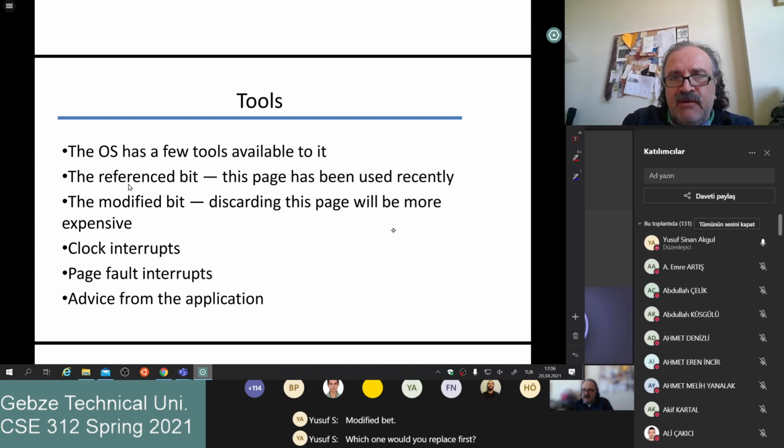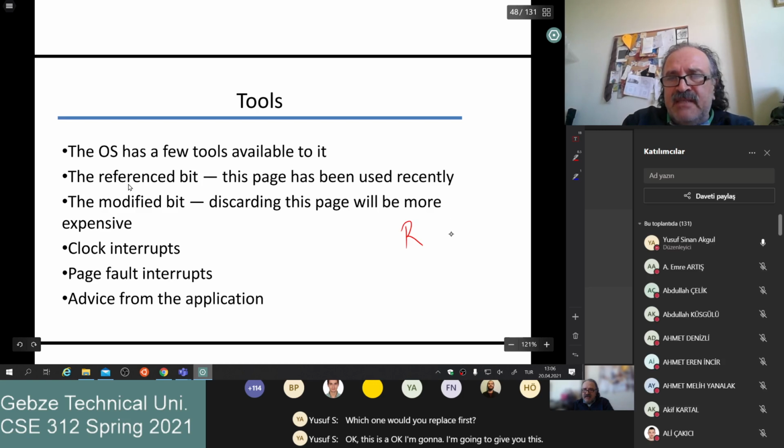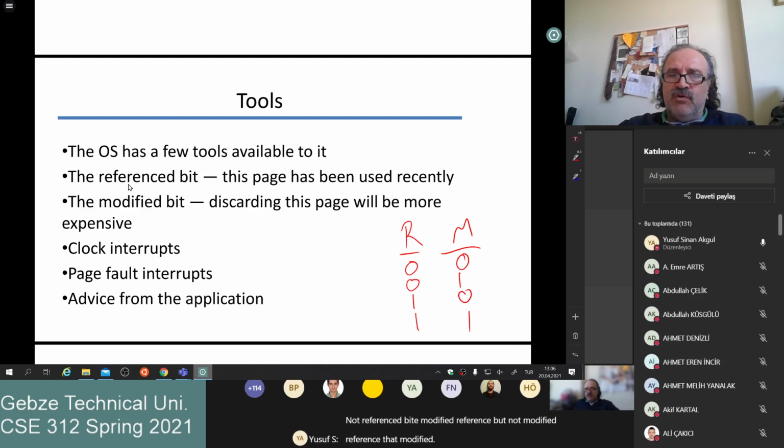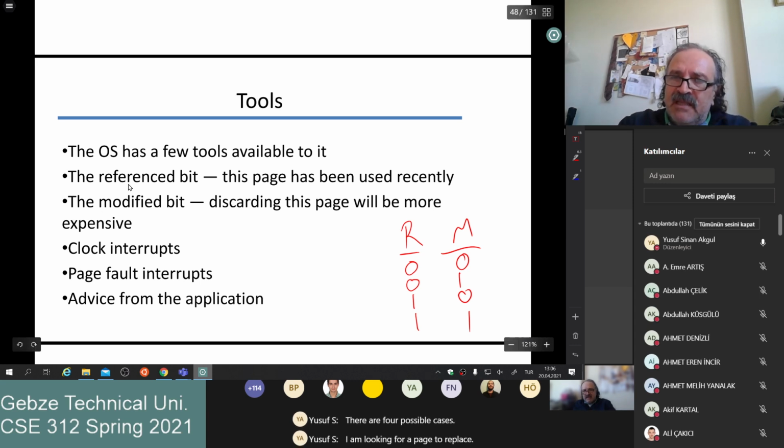Okay, I'm going to give you this. This is the reference bit and the modified bit. Not reference, not modified. Not reference, but modified. Reference, but not modified. Reference and modified. There are four possible cases. I am looking for a page to replace. Would you replace line number 1, 2, 3, or 4? Which one would you replace first?